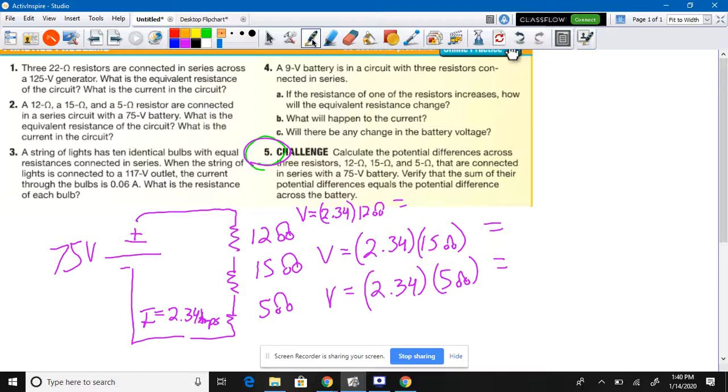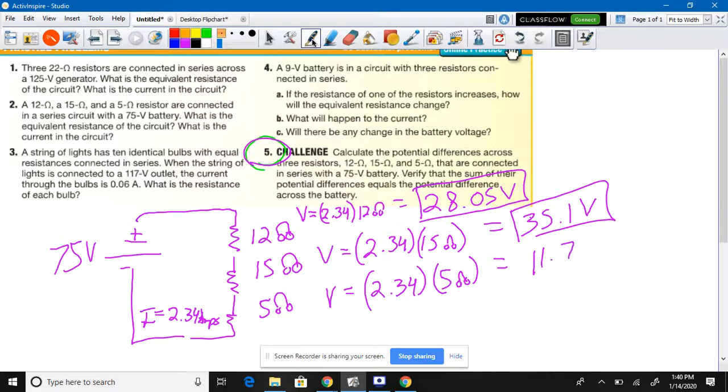Why'd you move this early? All righty, here we go. Multiply, please. What's the answer to the first one? 28.08 volts. Okay. What's this one, Grady? All right. 35.1 volts. 11.7 volts. Do all of these add up to 75? 28.05 plus 35.1 plus 11.7. Yeah. All right, that all adds up to 74.8 volts.